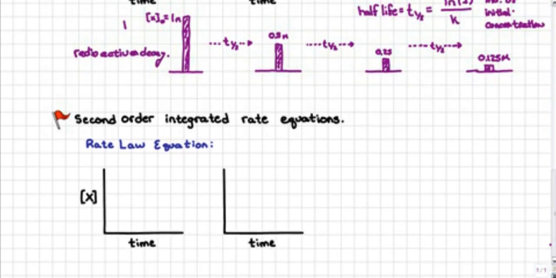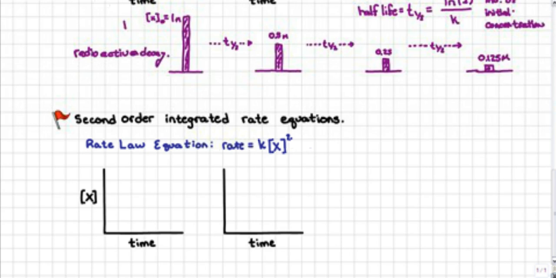Second-order integrated rate equations, in this case, we're going to have, just as an example, the rate of the reaction known to depend upon our reaction rate constant friend again, k, and a concentration of X, this time, though, raised to the second power. We would say that this reaction is second order in X.